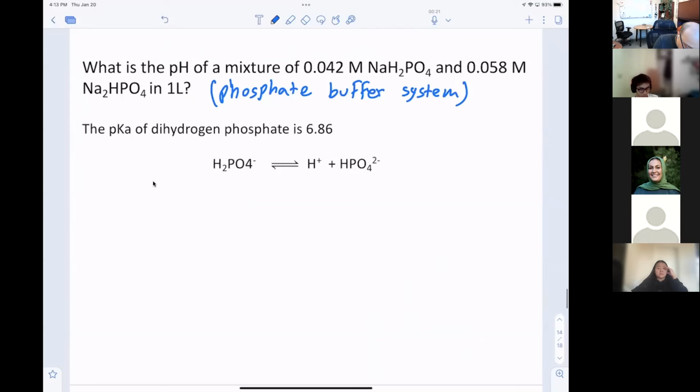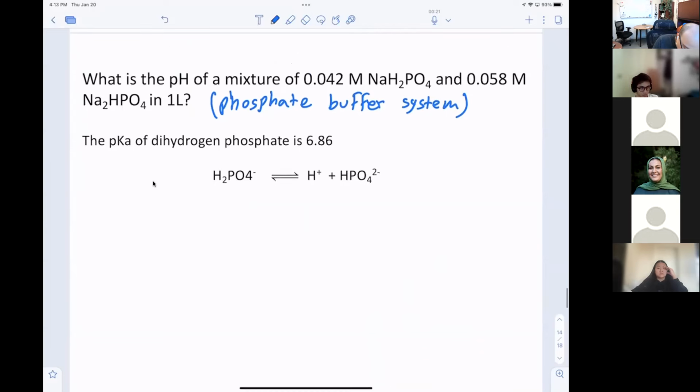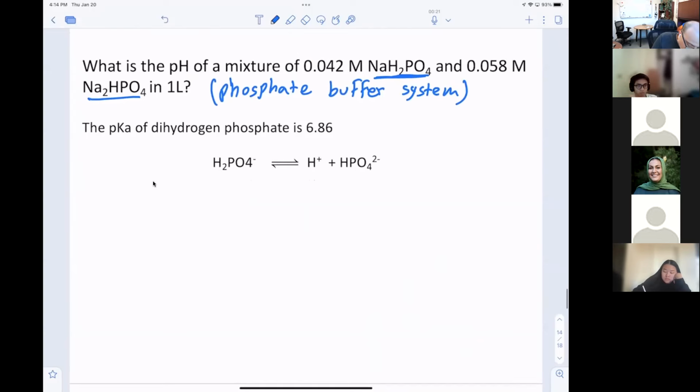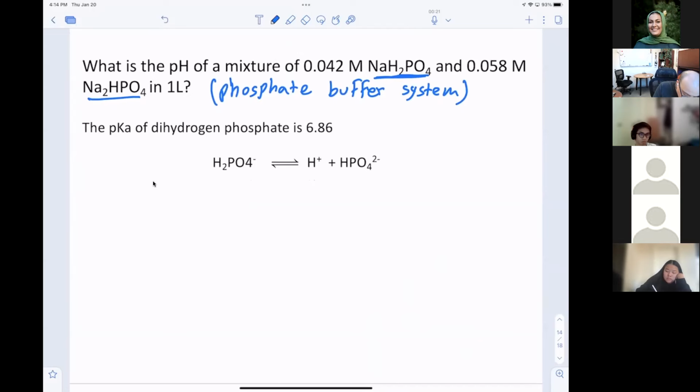So you can see that this will be the acid in our case, and this one will be the conjugate base, because that will be able to donate the proton to the reaction, right? So the pKa that is given to us is that the pKa of the dihydrogen phosphate is 6.86, all right? So we know that we have a pKa equals 6.86.